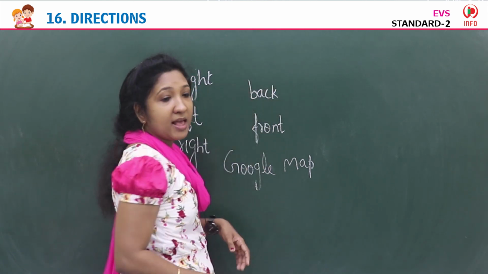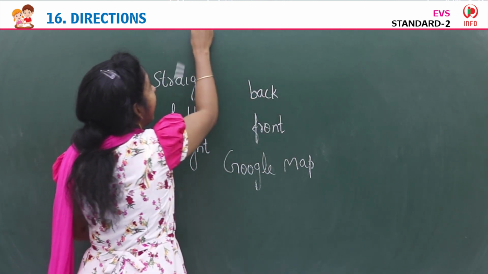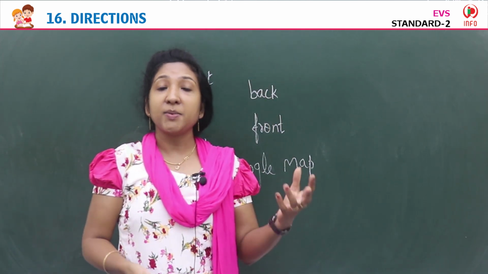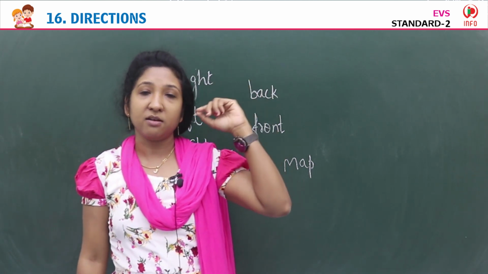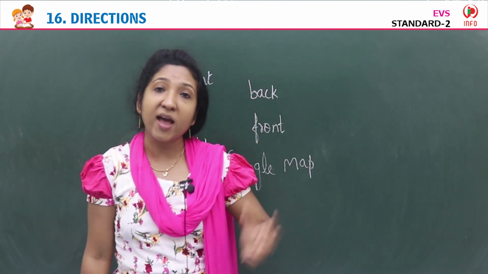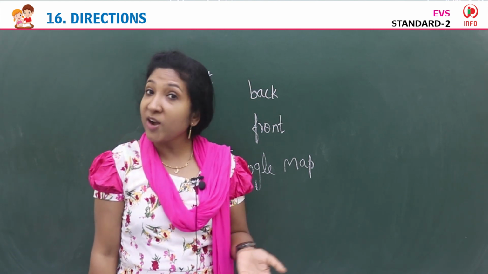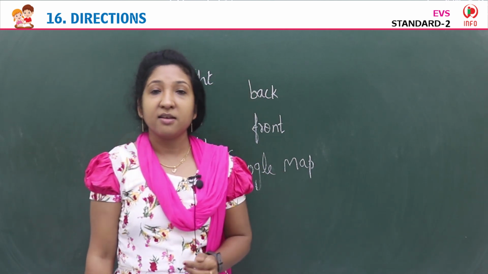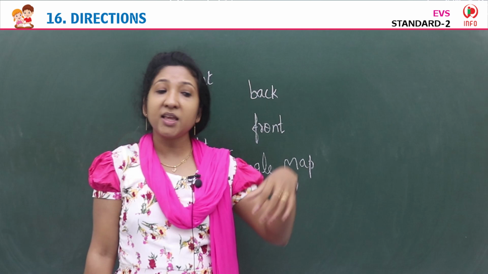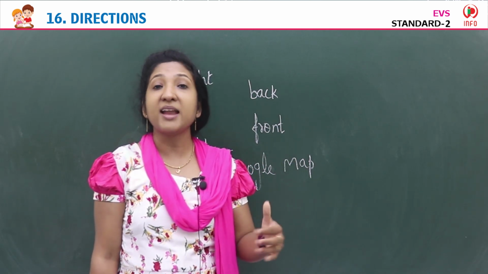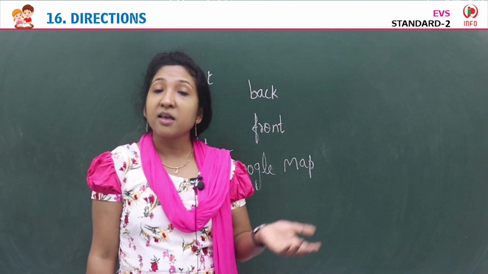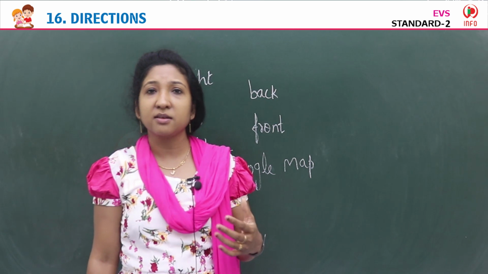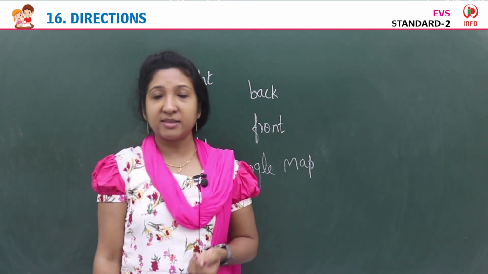Directions. Okay? Lesson 16, Directions. Early morning, when you get up early morning, you can see the sun, isn't it? Where does the sun rise? Yes, the sun rises in the east. Early morning we can see the sun in the east. Then slowly by evening it goes down. Means sun sets. So sun sets in the west in the evening. So east, west, they are all directions actually.